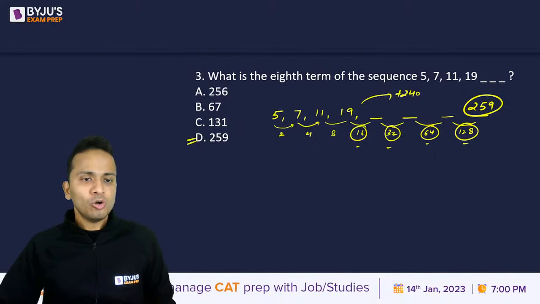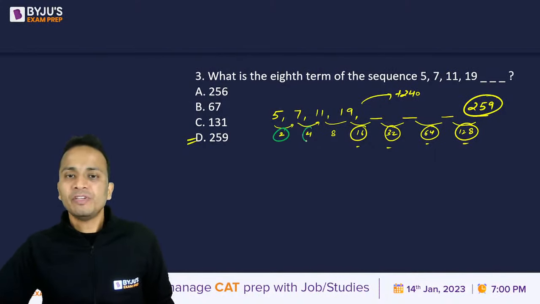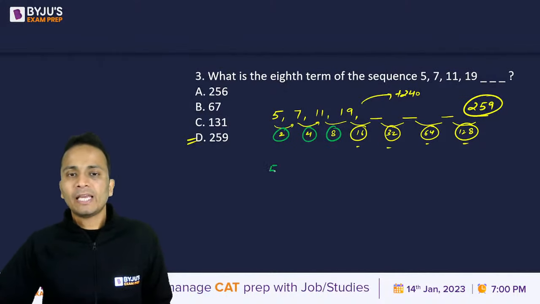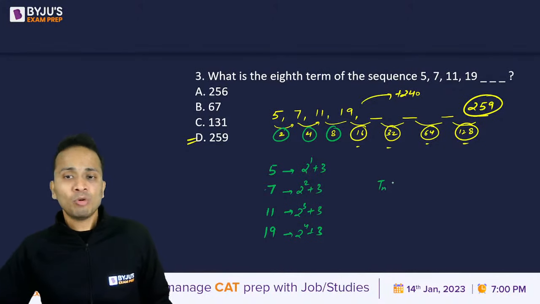All right. Also, there is another way of doing this question. Since I can see that the difference between the terms is a power of 2, I can write every term. I'll write the first few terms. I can write each of these terms as a power of 2. So 2 raised to the power 1 plus 3. This is 2 raised to the power 2 plus 3. This is 2 raised to the power 3 plus 3. 2 raised to the power 4 plus 3. So the nth term of this series will become 2 raised to the power n plus 3.